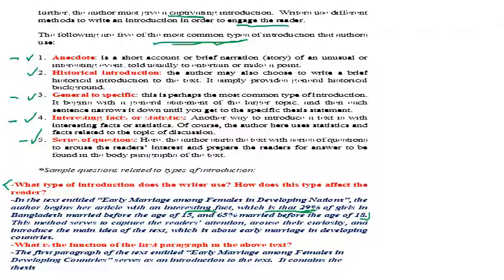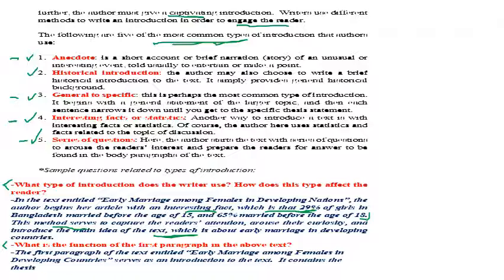Now, why does the author use that? This method serves to capture the reader's attention, arouse their curiosity, and introduce the main idea of the text, which is about early marriage in developing countries. And you have a full mark there. But please do not skip any part of this answer. Again, I would say, what is the function of the first paragraph in the above text? I didn't say what type of introduction. You have to read the question well. I said, what is the function of the first paragraph?